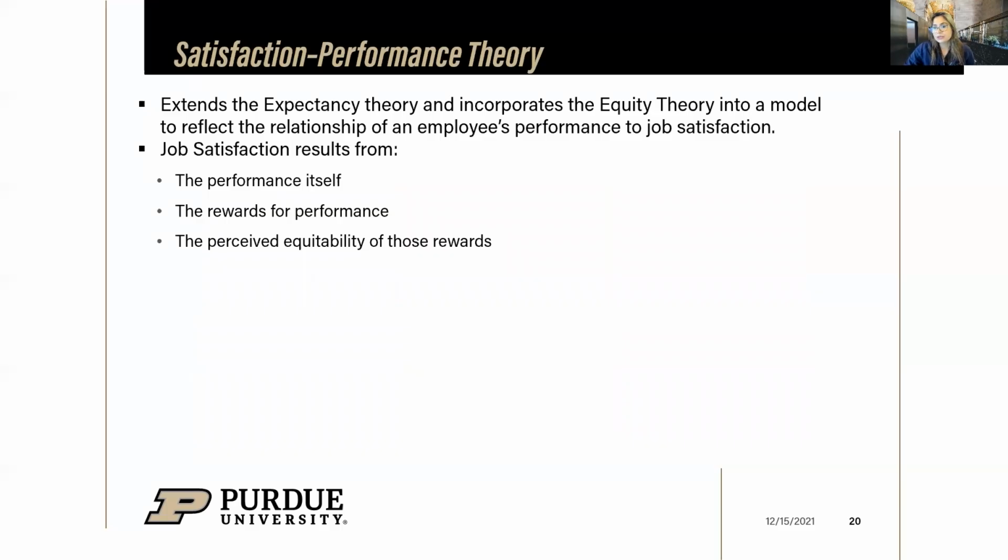Now, one of the major criticisms of the expectancy theory is that it does not take into account the relationship between employee performance and job satisfaction. Porter and Lawler's theory of motivation is based on the assumption that rewards cause satisfaction, and that sometimes performance produces rewards. They hypothesize that the relationship between satisfaction and performance is linked by another variable, that is rewards.